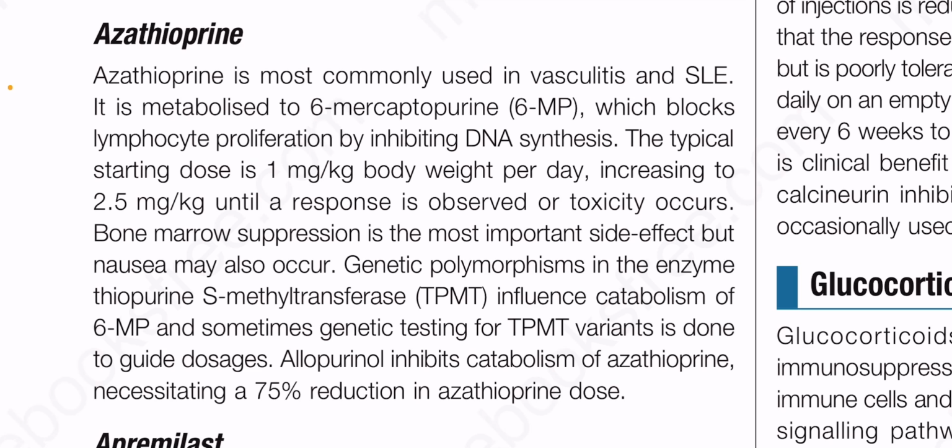Bone marrow suppression is the most important side effect, but nausea may also occur. Genetic polymorphisms in the enzyme thiopurine S-methyltransferase (TPMT) influence catabolism of 6-MP, and sometimes genetic testing for TPMT variants is done to guide doses. Allopurinol inhibits catabolism of azathioprine, necessitating a 75% reduction in azathioprine dose.